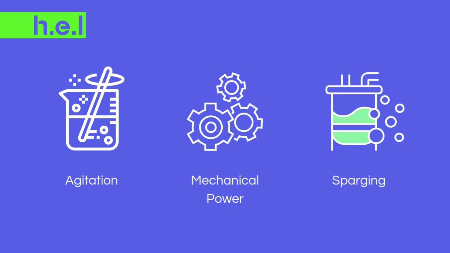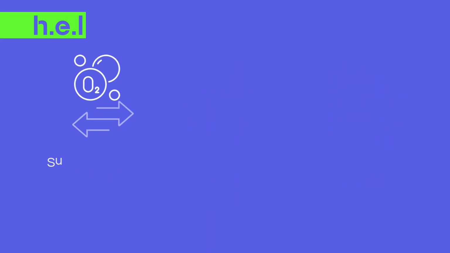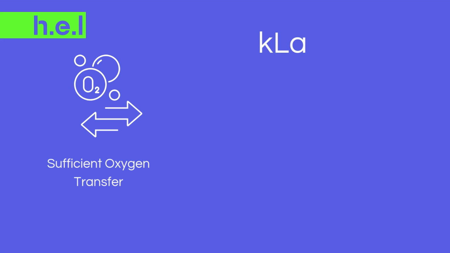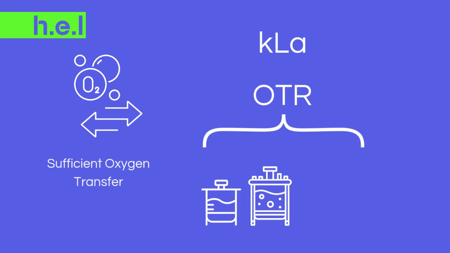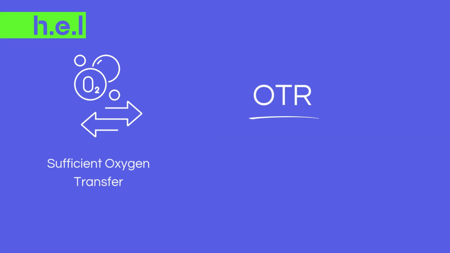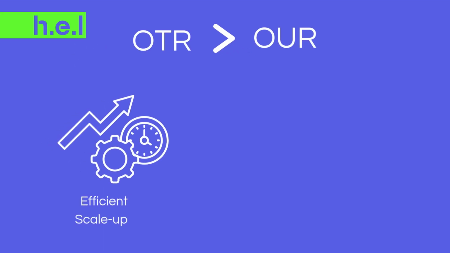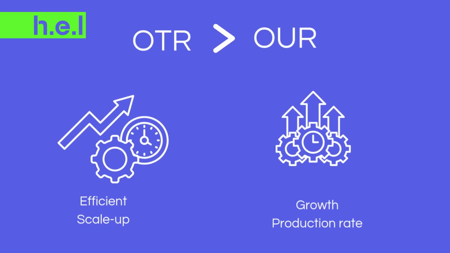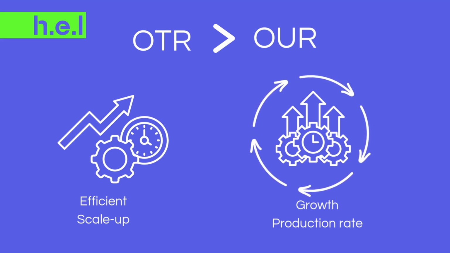However, given that sufficient oxygen transfer is critical for cell culture, focusing on kLa aims to maintain similar oxygen transfer rates across scales. Ensuring that our oxygen transfer rate, OTR, exceeds the oxygen uptake rate, OUR, allows for a more efficient scale-up process, resulting in comparable growth and production rate across the whole of the scale-up.